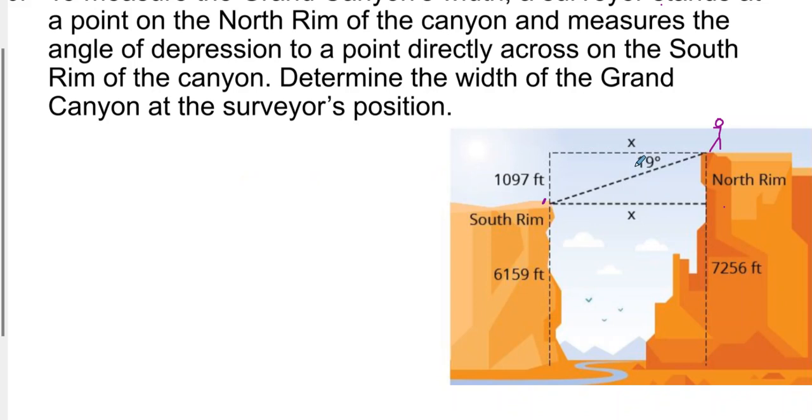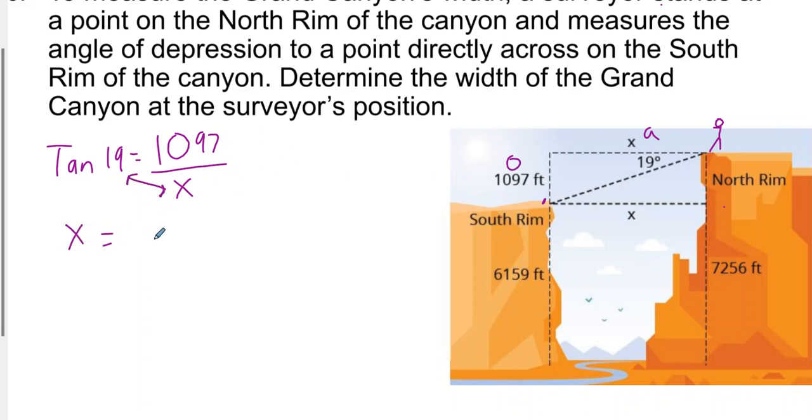Welcome back. So if I'm here, this is opposite and this is adjacent. So I'm going to have tangent for opposite and adjacent of 19 equals opposite, which is 1,097 over unknown x. I'm going to switch these around. X equals 1,097 over the tangent of 19.